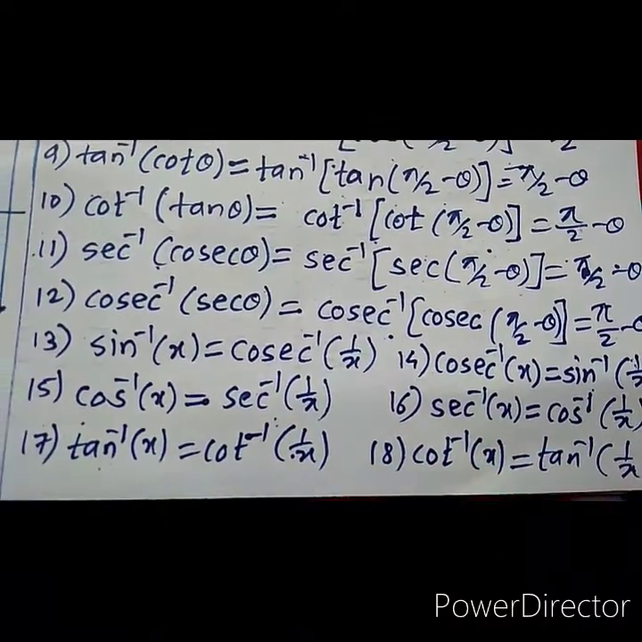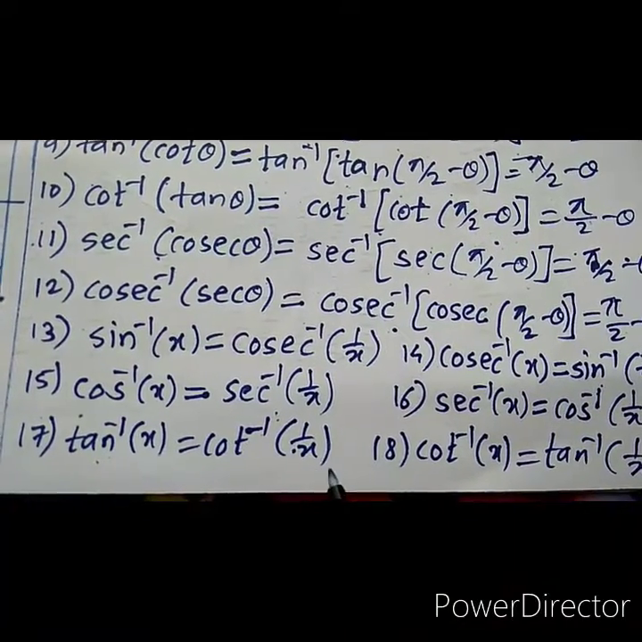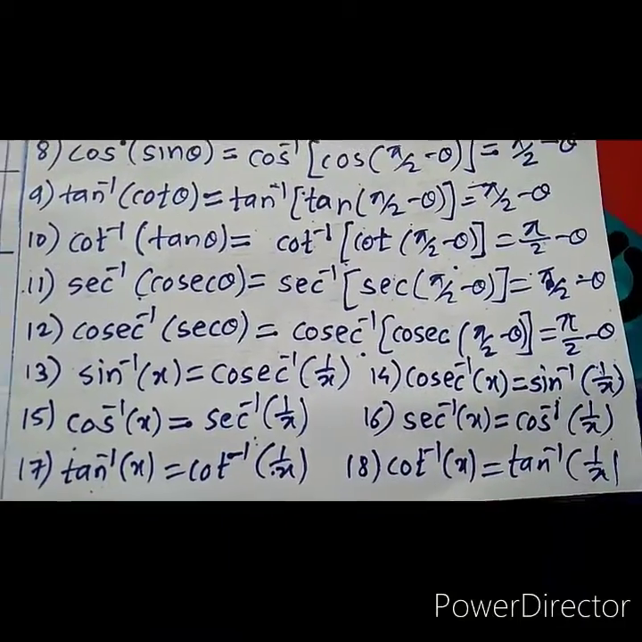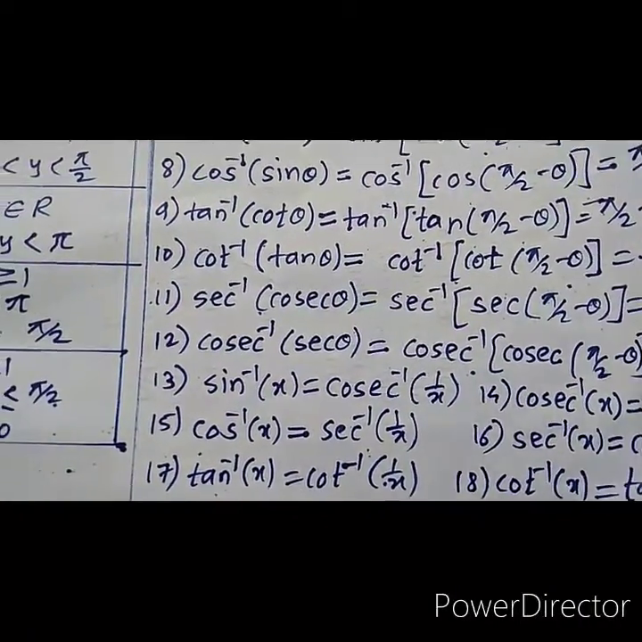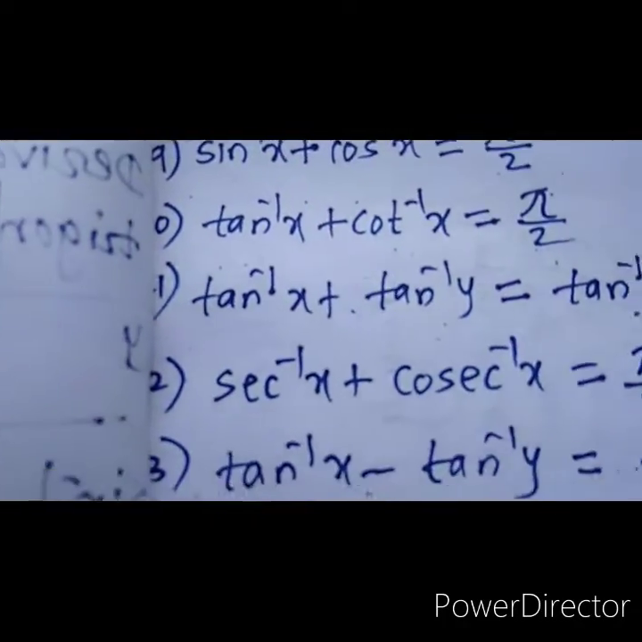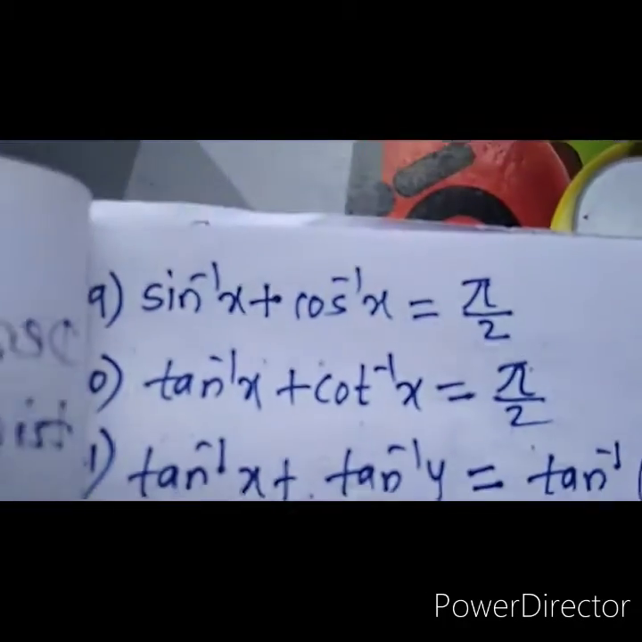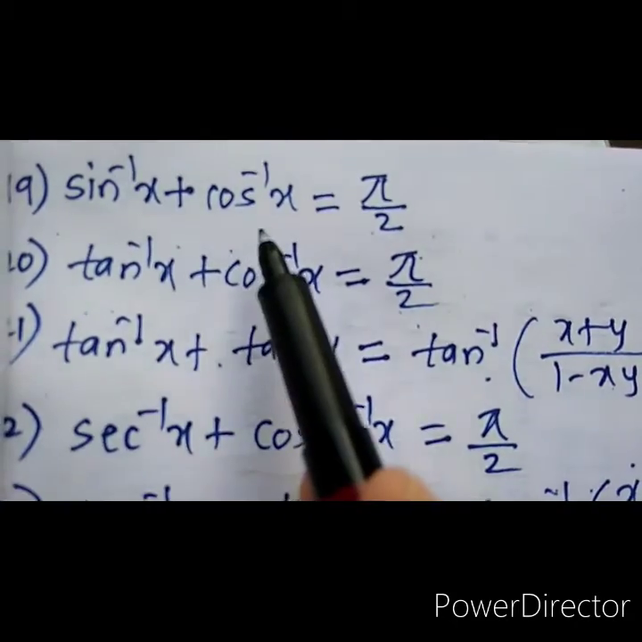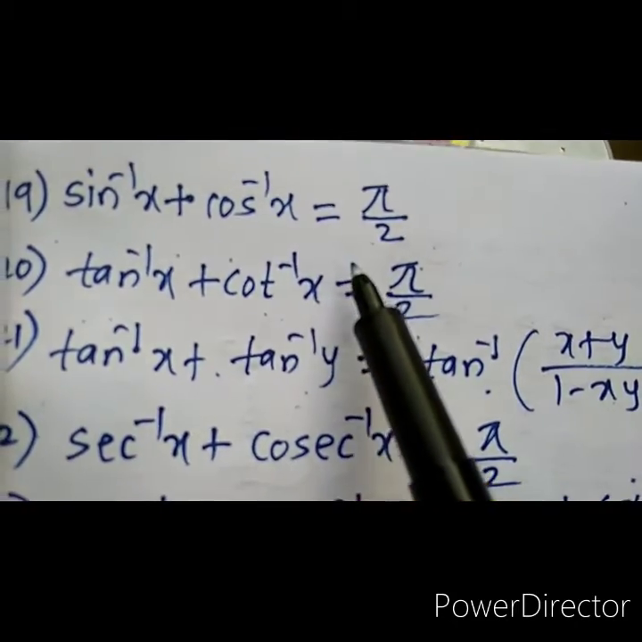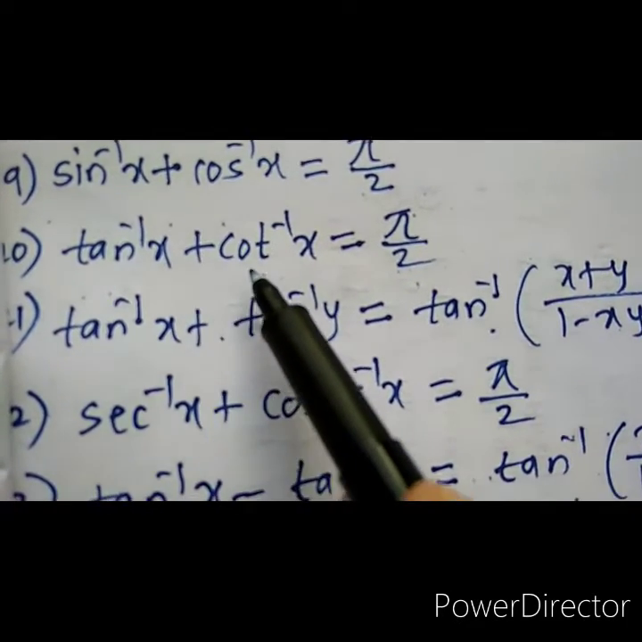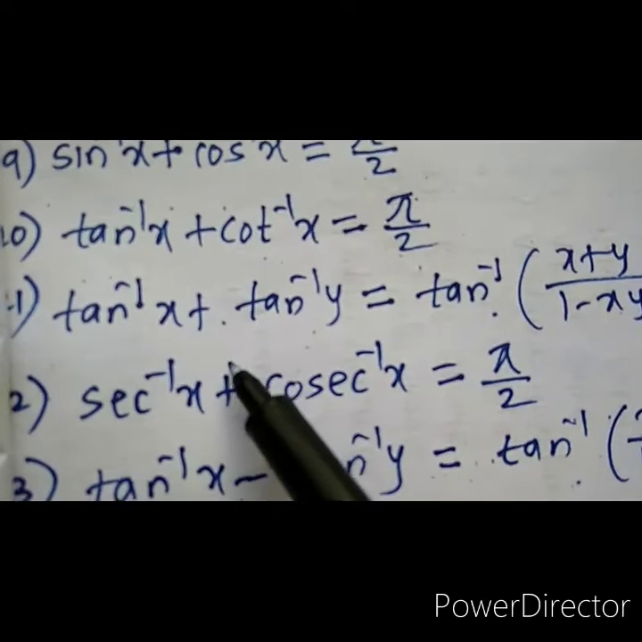Number 17, tan inverse of x is equal to cot inverse of 1 upon x. Number 18, cot inverse of x is equal to tan inverse of 1 upon x. Number 19, sine inverse plus cos inverse of x is equal to pi by 2. Number 20, tan inverse x plus cot inverse x is equal to pi by 2.